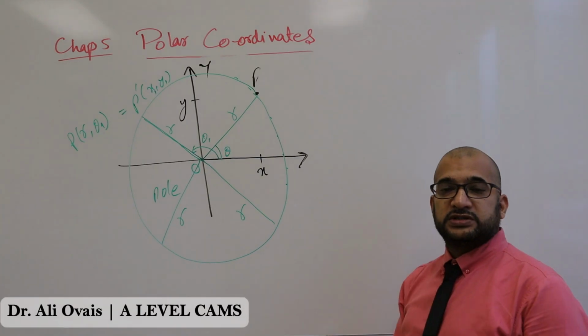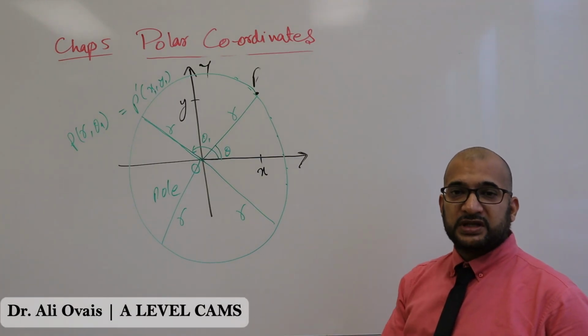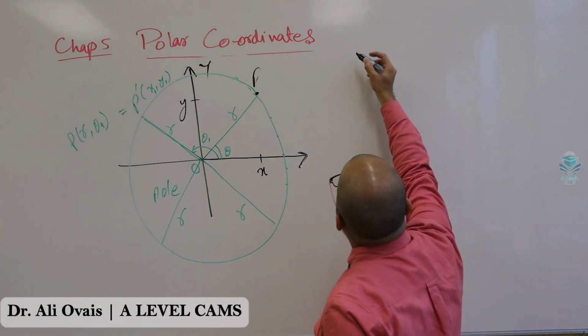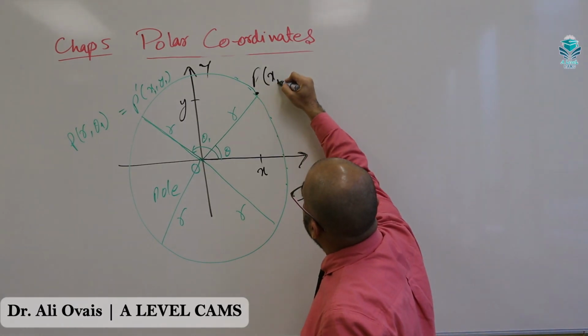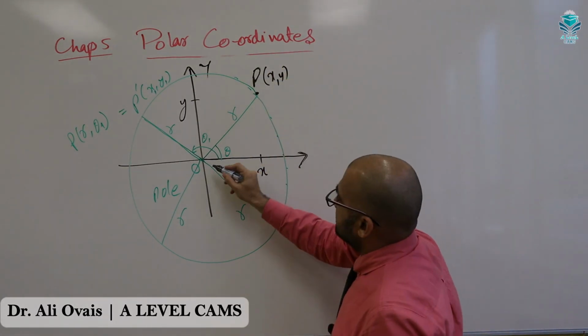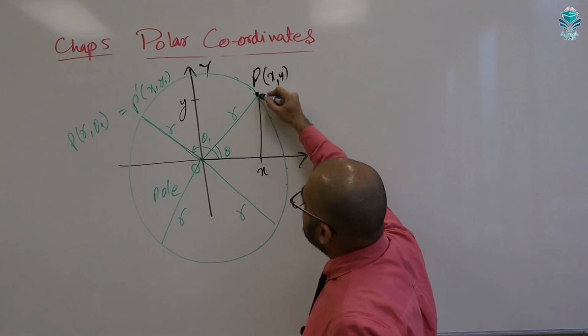Now students, we discuss the relation between polar coordinates and Cartesian coordinates. Let's say we have a point P with coordinates x and y. This is the x distance and this is the y distance, and this is r.